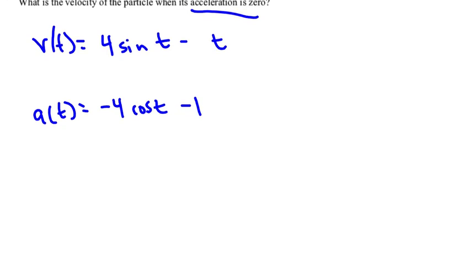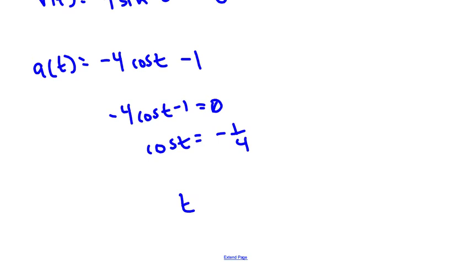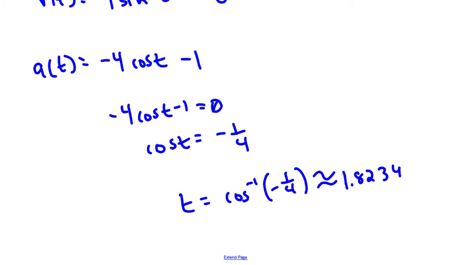So we will set this equal to 0 now. Negative 4 cosine t minus 1 equals 0. That means cosine t, add 1, divide by negative 4, gives negative 1/4. So t is equal to cosine inverse of negative 1/4, which gives you an approximation of 1.823476582.